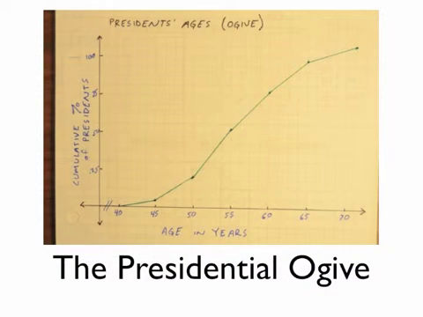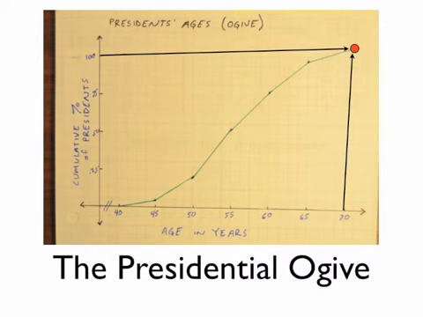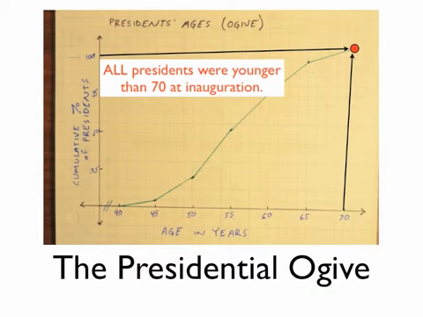So it looks like I plotted that last point a bit incorrectly. The last point should be at 70 and 100. So, oops. Now the reason why it's at 70 and 100 is because 100% of the presidents were younger than 70 when they were inaugurated. So that point should be adjusted a little bit. Sorry about that. Now let's address a couple of questions.